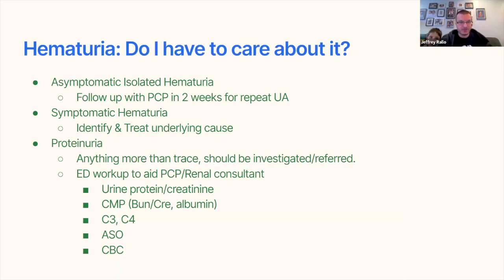When do you have to care about it, right? This is the one slide you want to pay attention to. If you have asymptomatic isolated hematuria, no symptoms, no fevers, no pain, no protein in the urine or trace protein and just blood, then it'll probably be fine. And they can follow up with their primary care doctor in 2 weeks for a repeat UA. And if their repeat UA at 2 weeks has persistent hematuria, then they can start this workup below and get referred to renal for biopsies and whatnot.